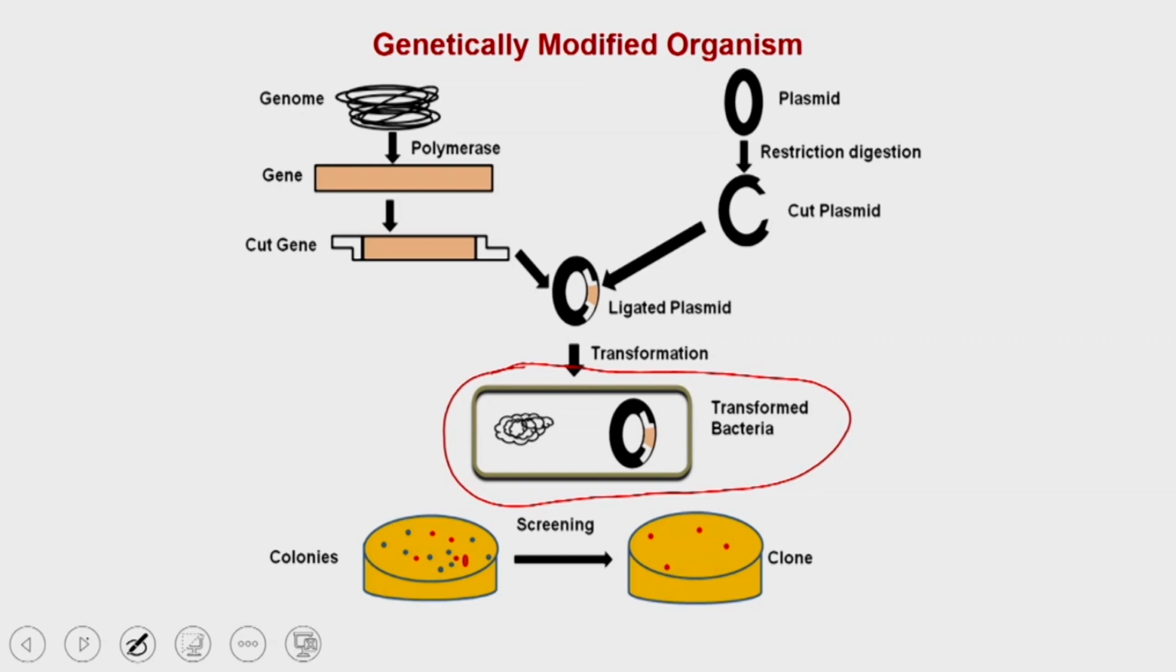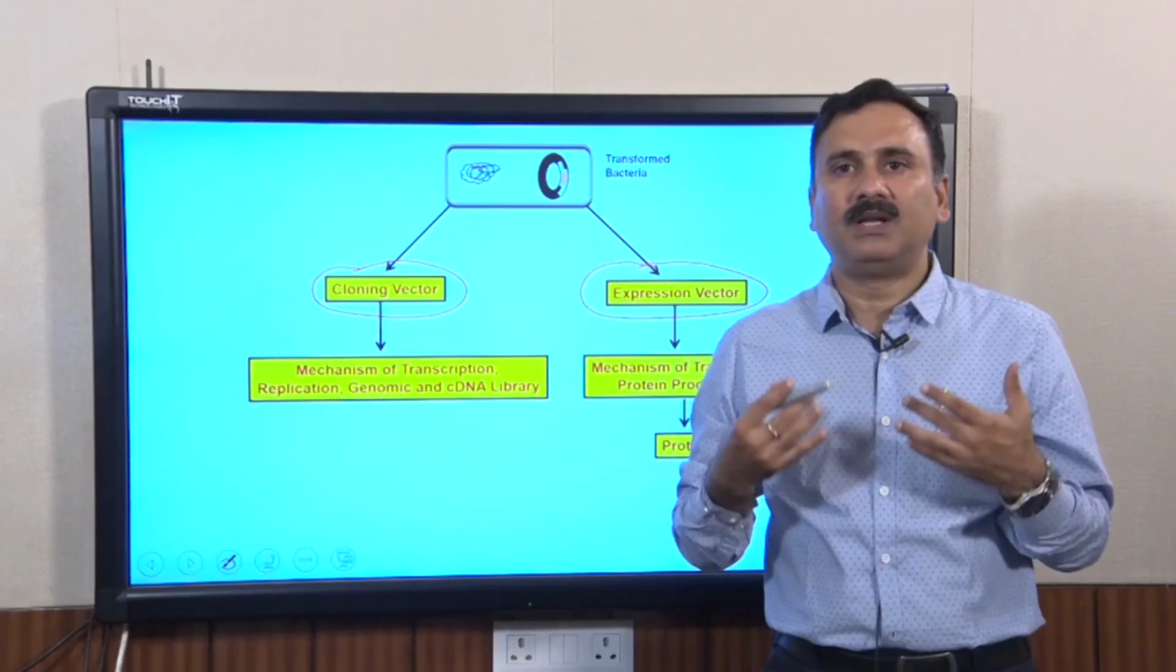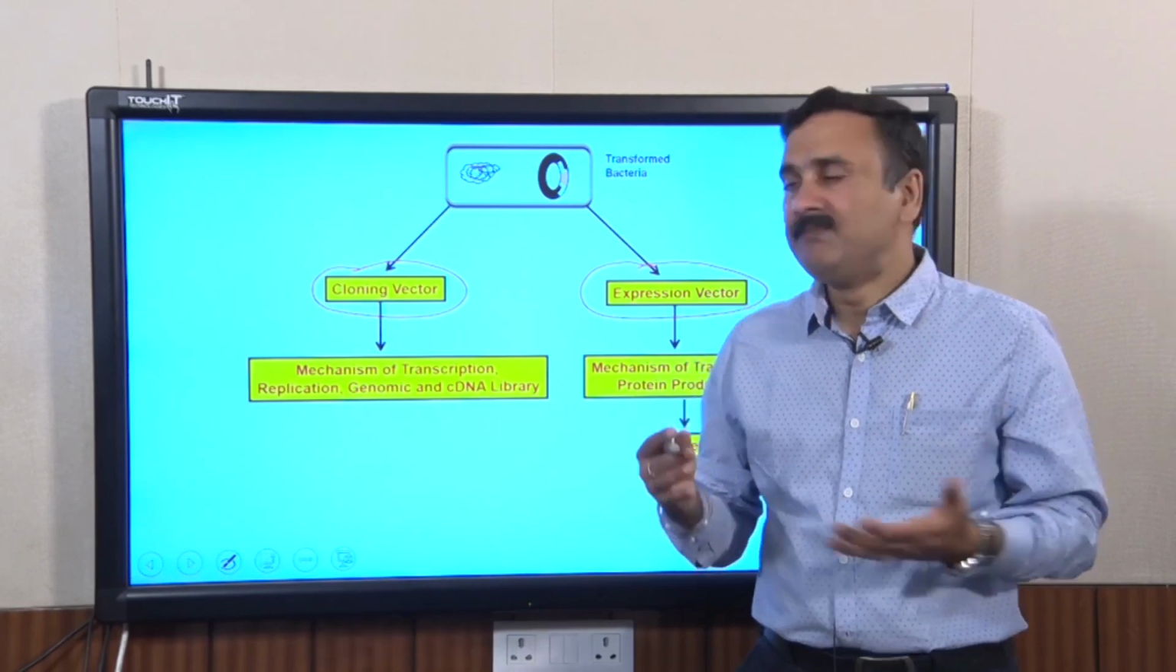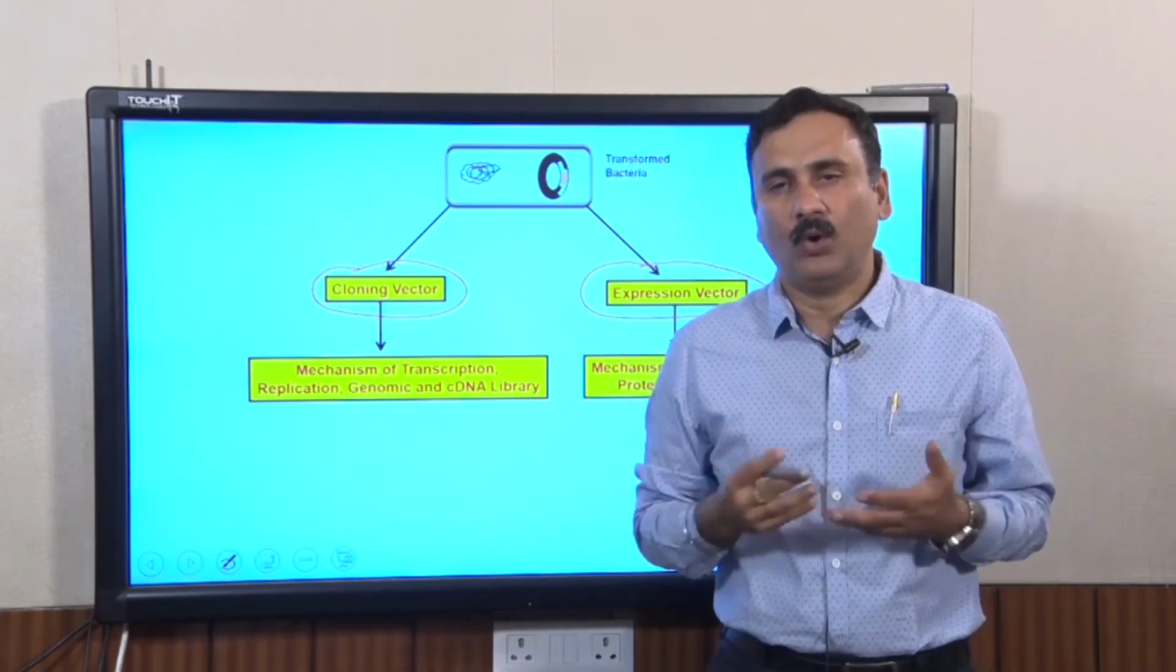Once you generate the transformed organisms, whether bacteria or mammalian cells, you are going to have these transformed organisms containing either the cloning vector or the expression vector, because it depends on the questions or the requirements you would like to address with this transformed host.